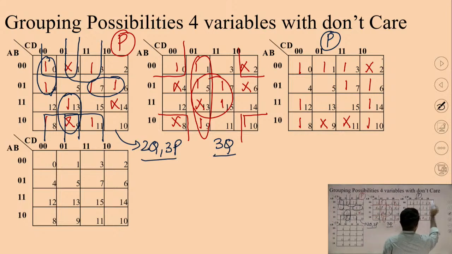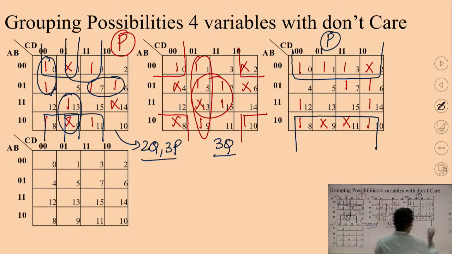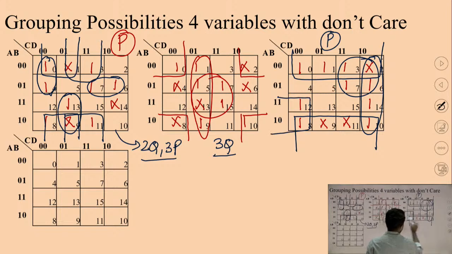This one will be an octet, okay. For this one, this can be a quad. For this one, this can be another quad, and for this one, another quad, okay. So how many are there? There are 1 octet and 3 quads. So this is the correct answer. 1 octet and 2 quad.